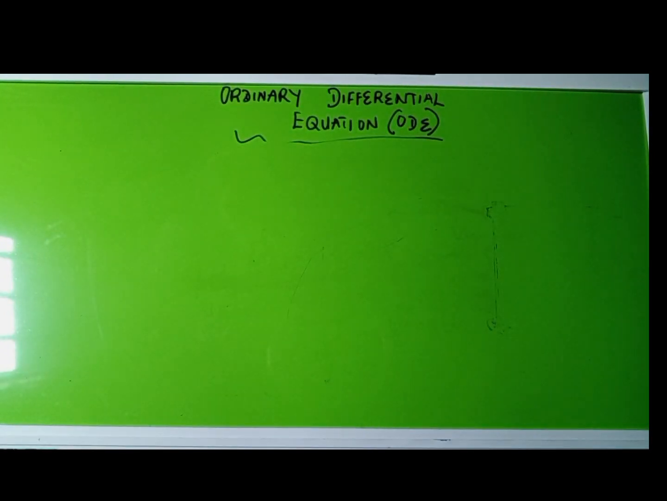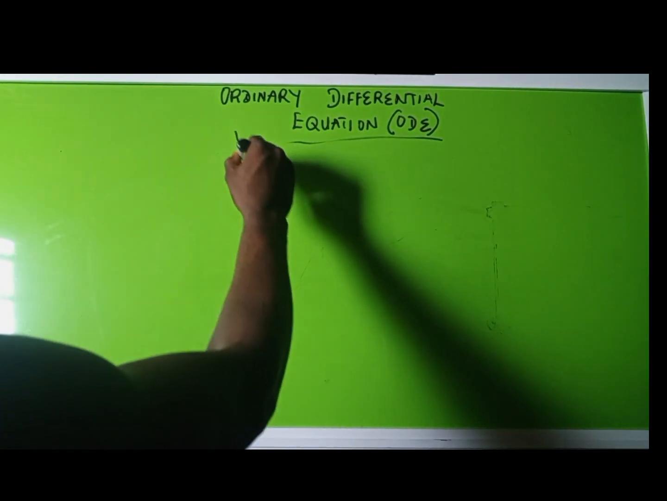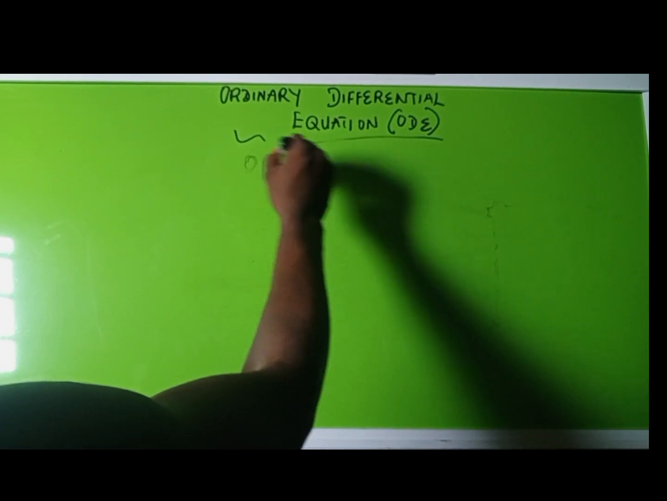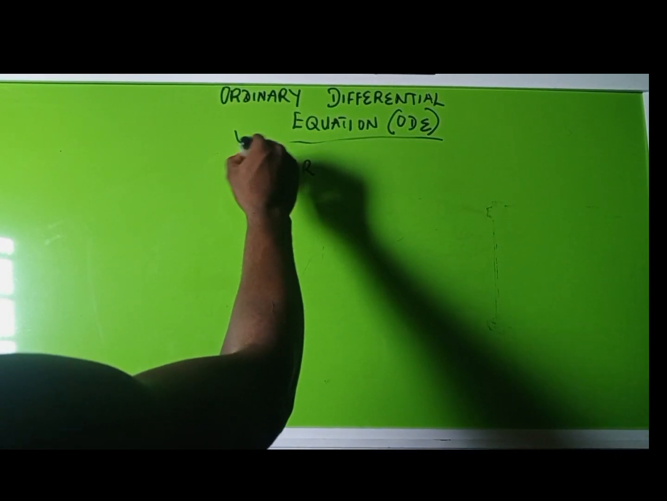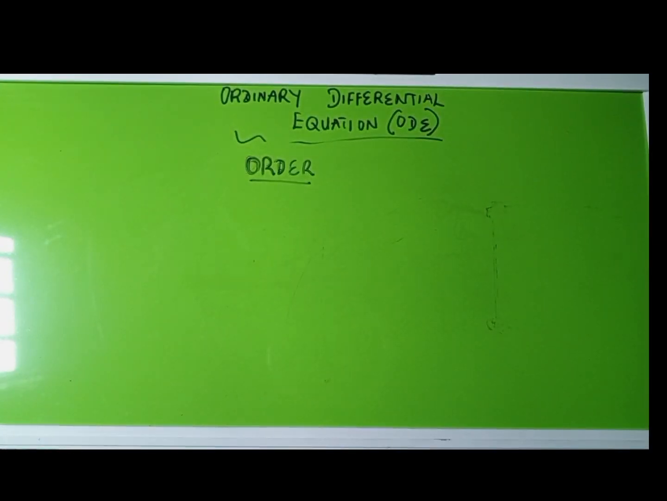Now, still on ordinary differential equations, let's talk about order. Previously, we've talked about the dependent variable and the independent variable. Now, let's talk about what an order is. What is an order? An order is the highest derivative in an equation.